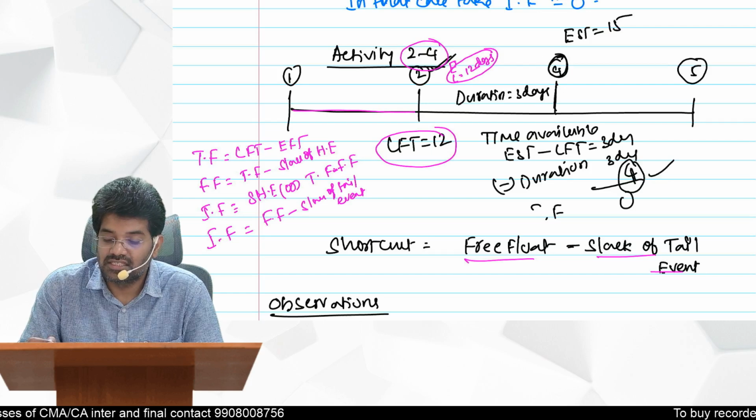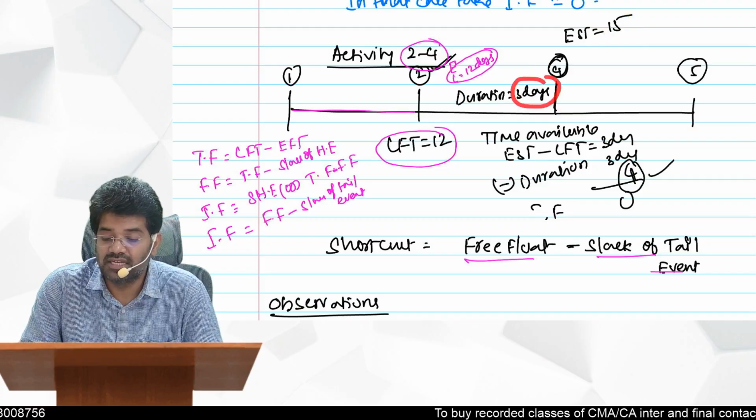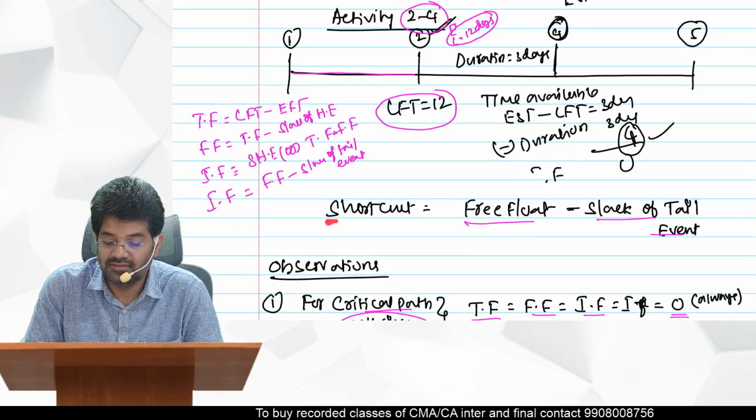And the earliest start time of 4 to 5 is 15. So you have only 3 days time, and even the duration is also 3 days. That means independent float is 0. That's what I was telling you, logical. So how to calculate this is a shortcut.